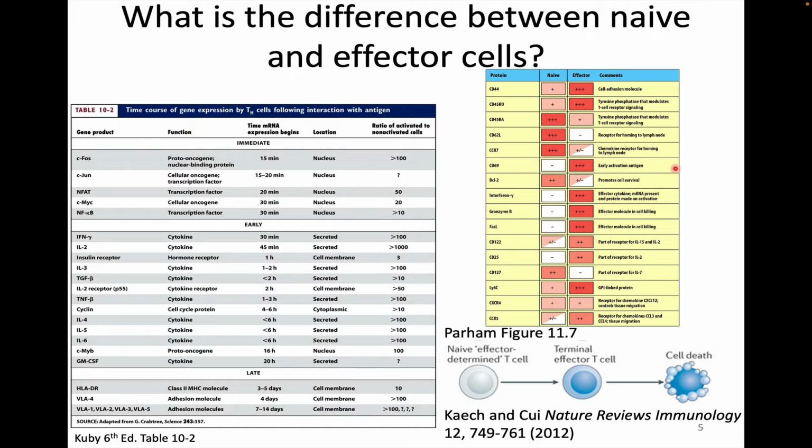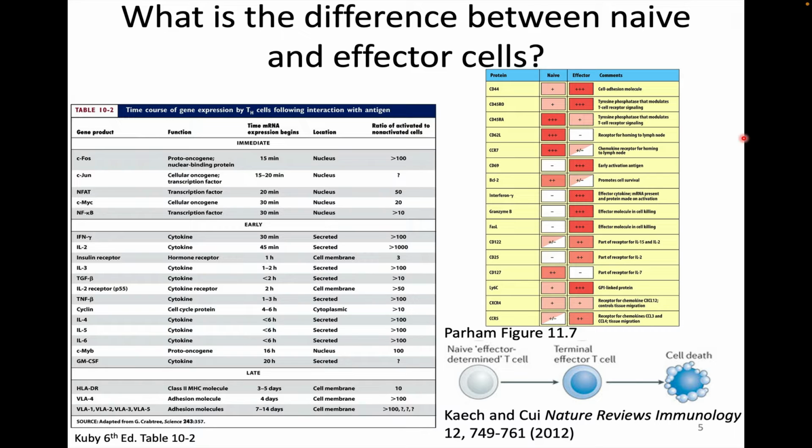What I also like about this table from your textbook is you can see that there are some proteins that effector cells stop making compared to the naive cell. So for example, you can notice that CD62L, which is L-selectin, stops being made by that effector cell that wants to go to tissues because that protein is important for homing to a lymph node.